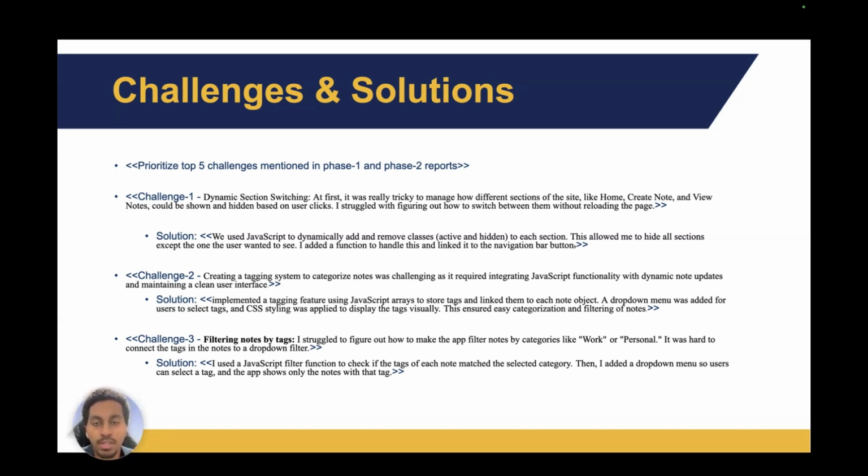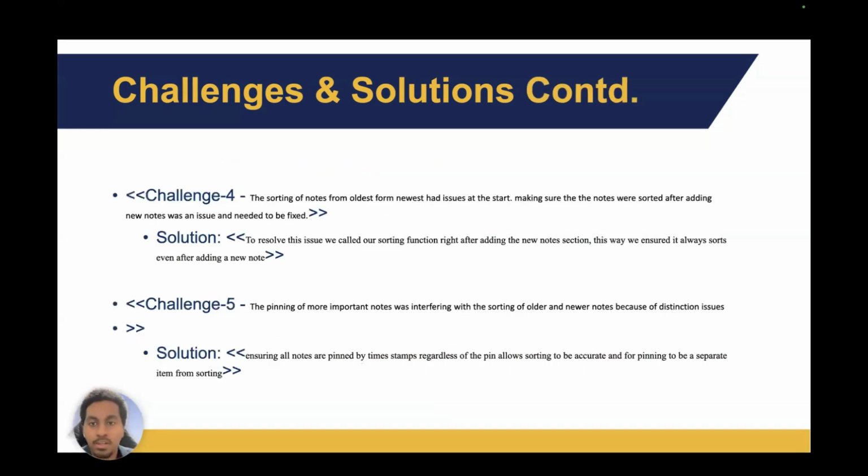Another issue that we faced was filtering notes by tag. So once the user gets a tag placed in there, we had to figure out how to store that tag with the notes somewhere. So when the user wants to filter them out, they can filter them out by the notes' tags. So if they were trying to search up notes for work, so all the notes for work, the way we did that was we used a JavaScript filter function to check if the tags of each note match the selected category. So here are the other challenges and solutions that we faced.